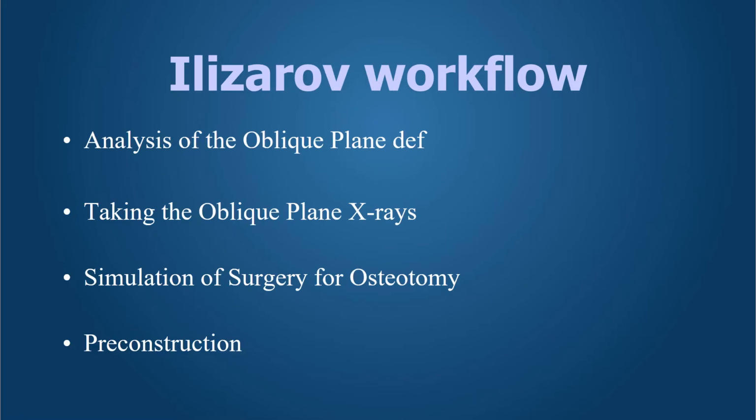So the Ilizarov workflow consists of firstly analyzing the oblique plane deformity, taking those special oblique plane x-rays by positioning the patient accurately in that plane, then using the oblique plane x-rays to simulate the surgery using either software or butter paper and tracing paper to perform the cuts of the bone to see how the deformity will nicely correct, and then performing the pre-construction of the Ilizarov apparatus the day before the surgery and checking it on the patient's limb to ensure that it is going to do the job perfectly.